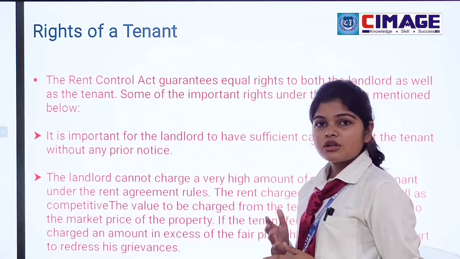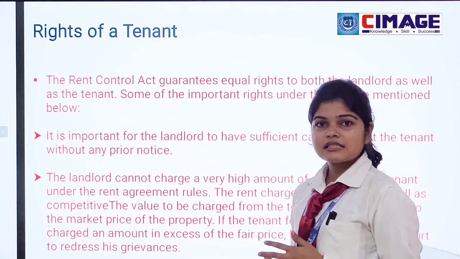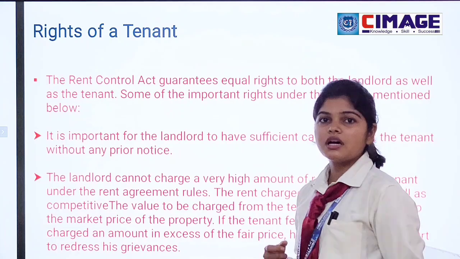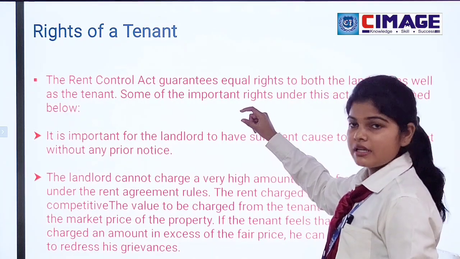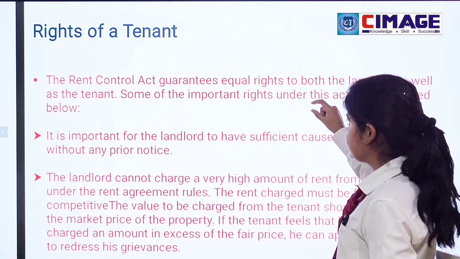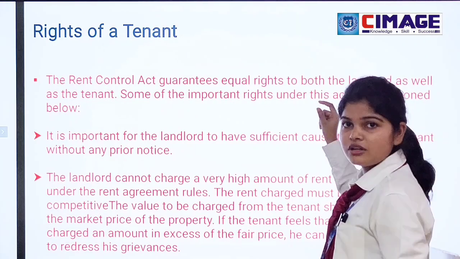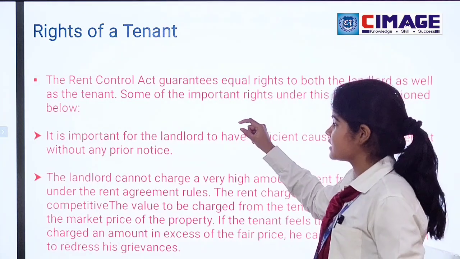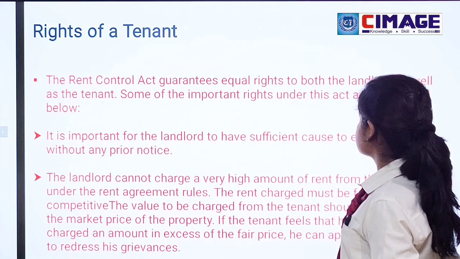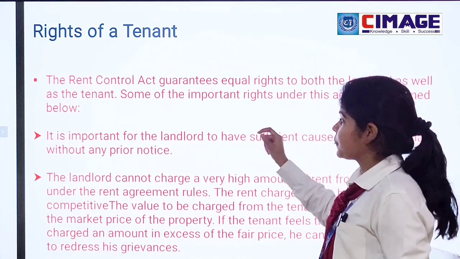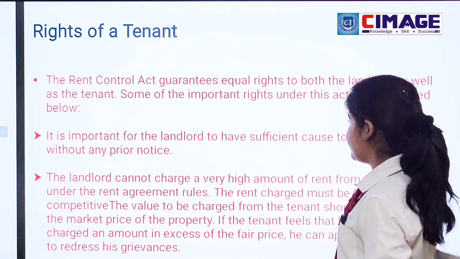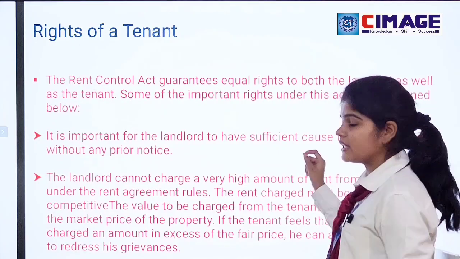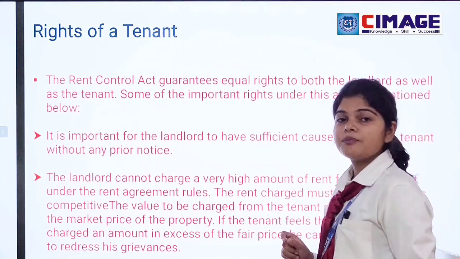What are the rights of a tenant which a tenant can exercise to protect himself from the unlawful demands of the landlord? First one is the Rent Control Act guarantees equal rights to both the landlord as well as the tenants. Some of the important rights under this act are mentioned. It is important for the landlord to have sufficient cause to evict the tenant without any prior notice.